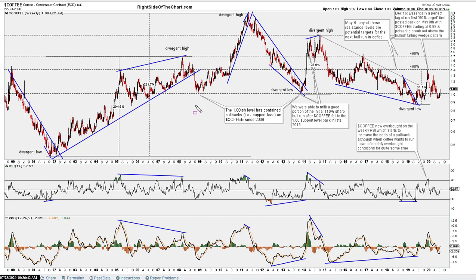Nobody wants to talk about corn, wheat, or coffee. But, as an investor and a trader, I like to go where the opportunities are, where money can be made, and where the risk-reward profile looks good. Coffee is one of those.